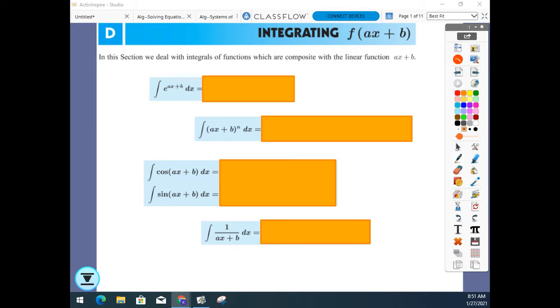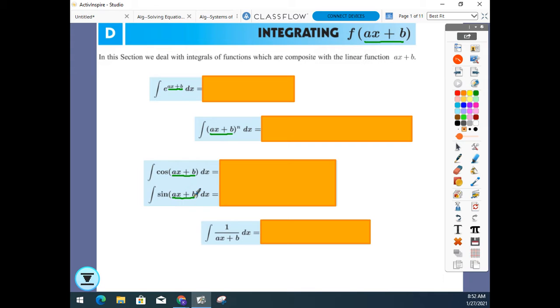So letter D is just formalizing what happens when we have a function inside. Basically, this is just going to be your chain rule, but notice it's very specific. AX plus B, that means when you do the derivative of whatever you see, the AX plus B, that must be a constant. Must be a constant.